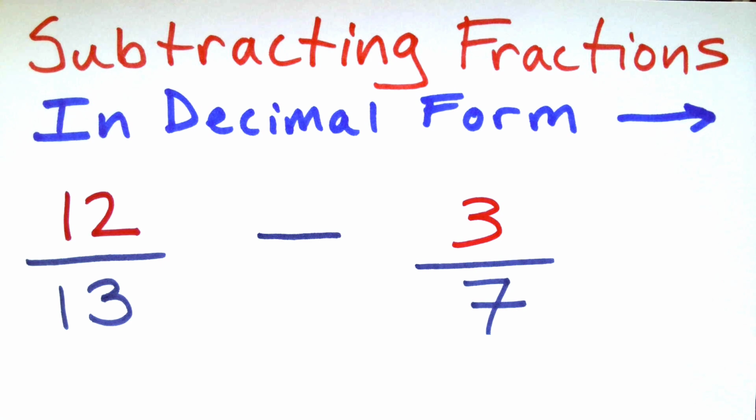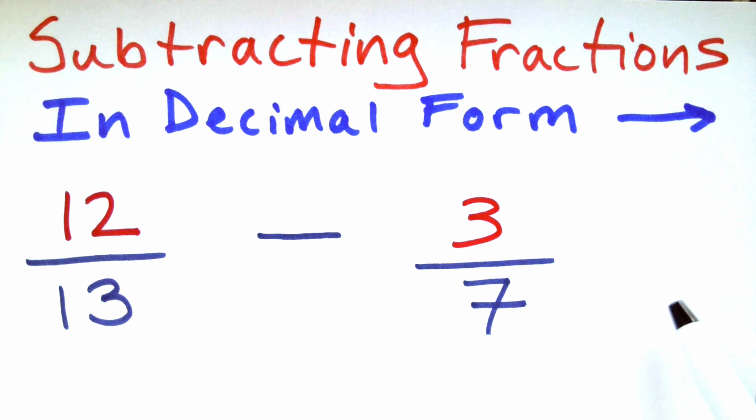In this part 60 video, we're continuing to convert fractions into decimals, but instead of adding, we're going to be subtracting fractions in decimal form. So we have 12/13 minus 3/7. Do these fractions look a little bit familiar to you? This time we'll be subtracting and not adding, and they are in opposite order. I think in another example problem, I had 3/7 at the beginning and 12/13 at the end, so they swap places here.